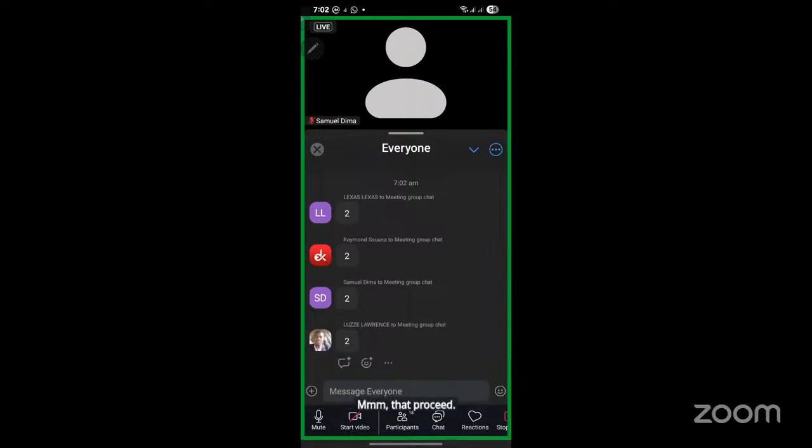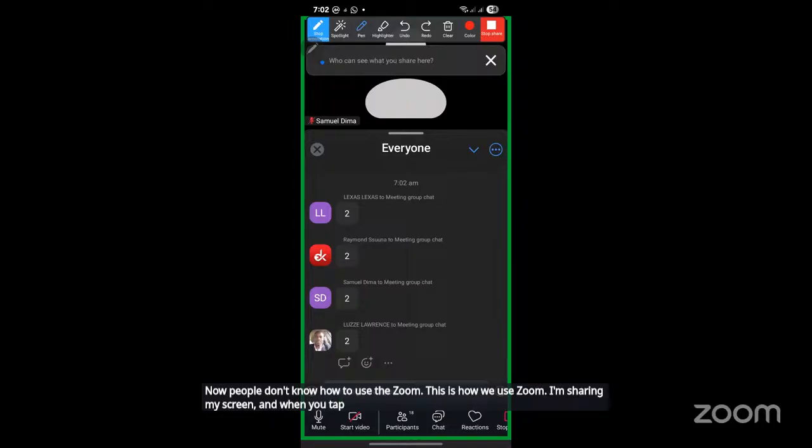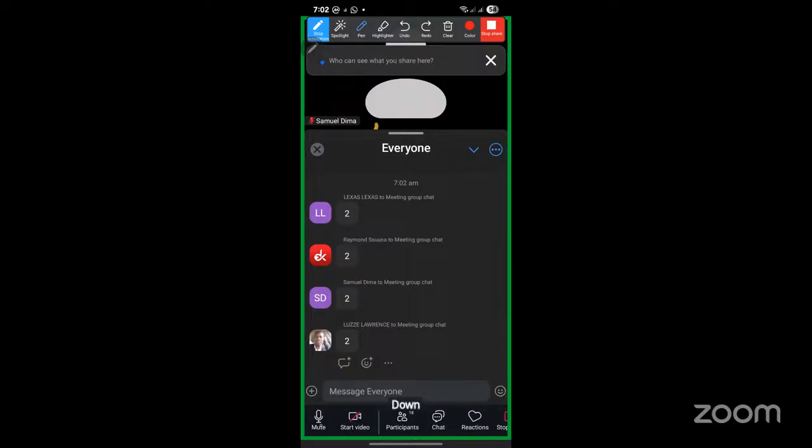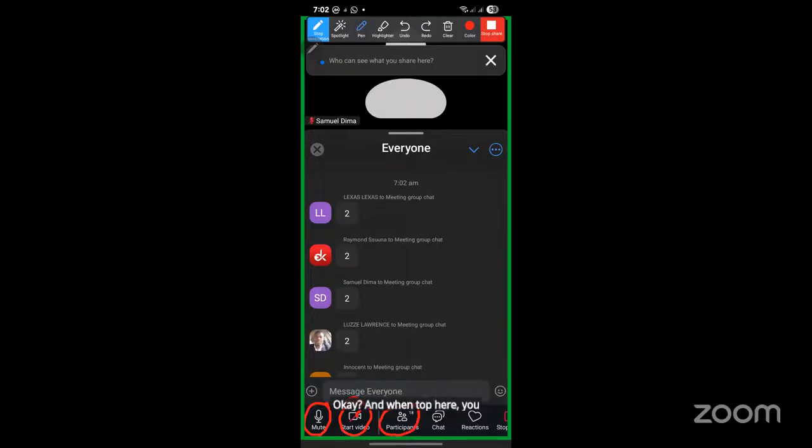Now, people don't know how to use Zoom. This is how we use Zoom. I'm sharing my screen. When you look down here, there is a word mute. If you tap on mute, you are muting yourself. When you tap this one and open it, the whole YouTube channel will be seeing you, okay? And when you tap here, you can see the number of participants. We are 18.